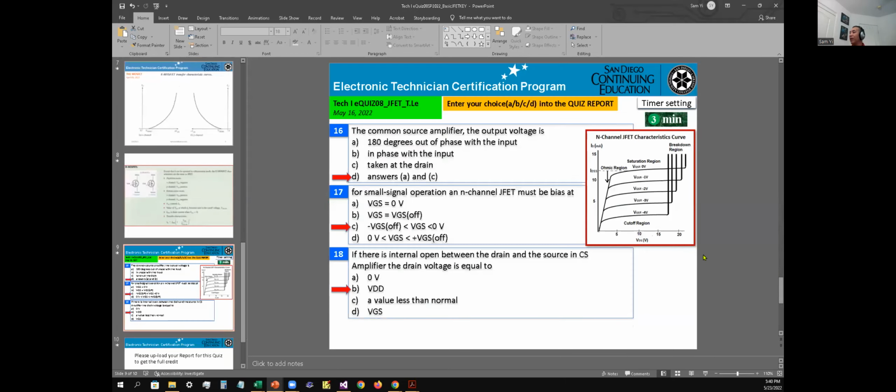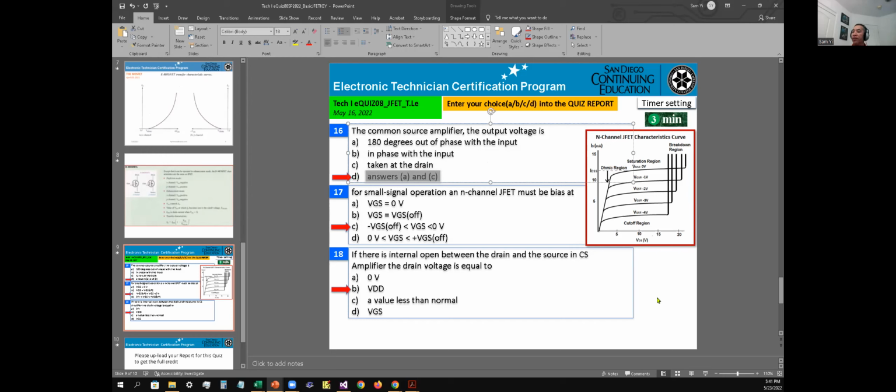I will just explain about that. Okay. So the common source amplifier. The source is going to be connected to the ground. So the input is coming through the gate, and you're going to measure the output at the drain. Therefore it's going to be 180 degrees out of phase from the input, and you're taking the measurement at the drain. So the answer is D. D as in David for 16.